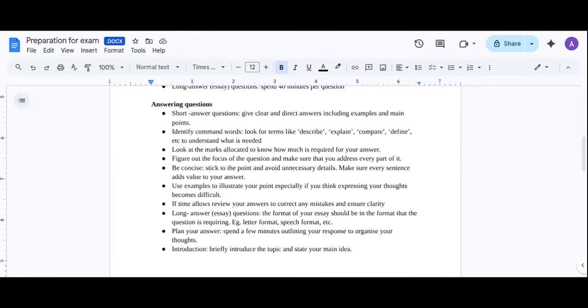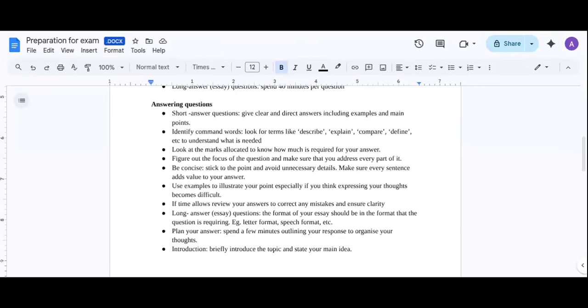Then you identify command words. We will go through the list. I have some and the meaning. You look for terms like describe, explain, compare, define, etc. to understand what is needed. So when we are finished here, we'll be looking at some command words so that you could understand what is needed when you see those command words. Then you look at the marks allocated to know how much is required for your answer.